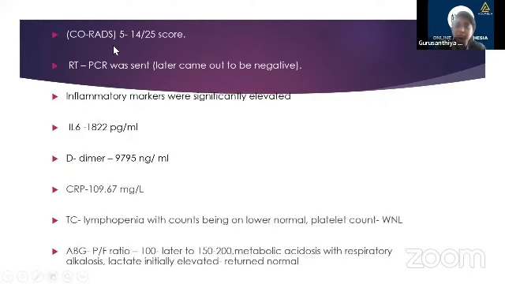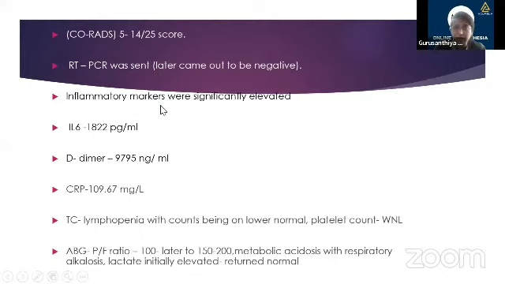So after obtaining consent from the patient and discussing with the pulmonologist and obstetrician, with leg protection to the fetus, we did the CT thorax, which revealed a CO-RADS score of 5 with a 14/25 score. RT-PCR was sent, but we got the result quite late, which turned out to be negative.